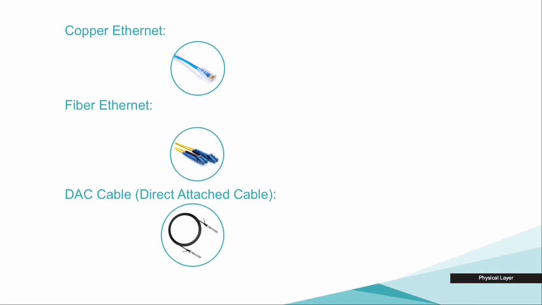So the physical components that we have are the cables in our network. We have the copper Ethernet, the fiber Ethernet. We have a cable called DAC, or direct attached cable.